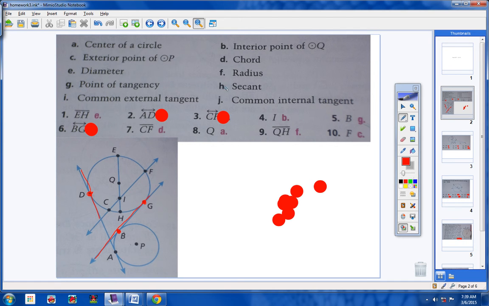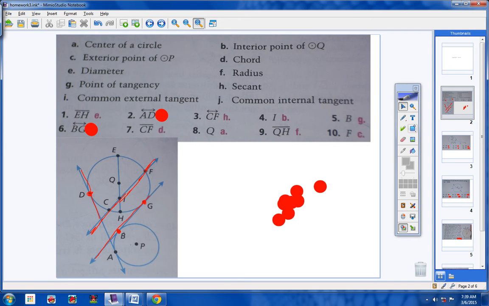Alright, moving on now to secant. Well, I just told you that this is a secant line right here. So line IF or IC or CF, I'm not sure what they used. It looks like it would be CF right here, I believe. Yep, CF. So line CF is a secant, so that would be letter H.